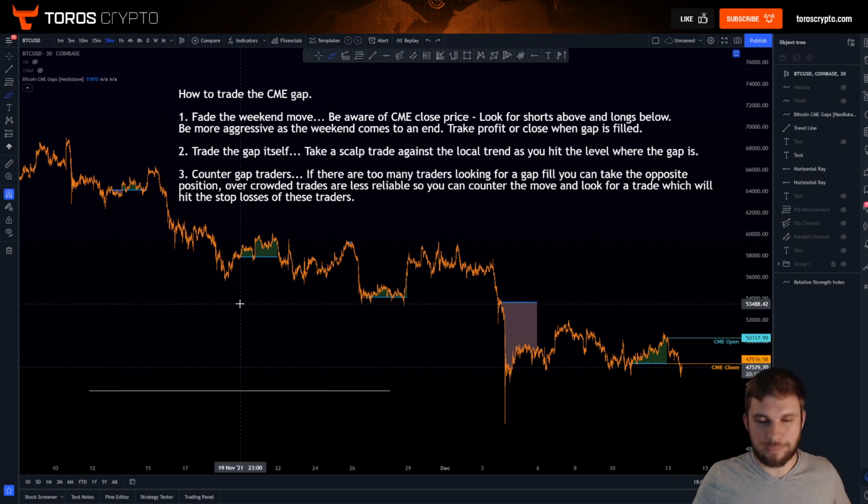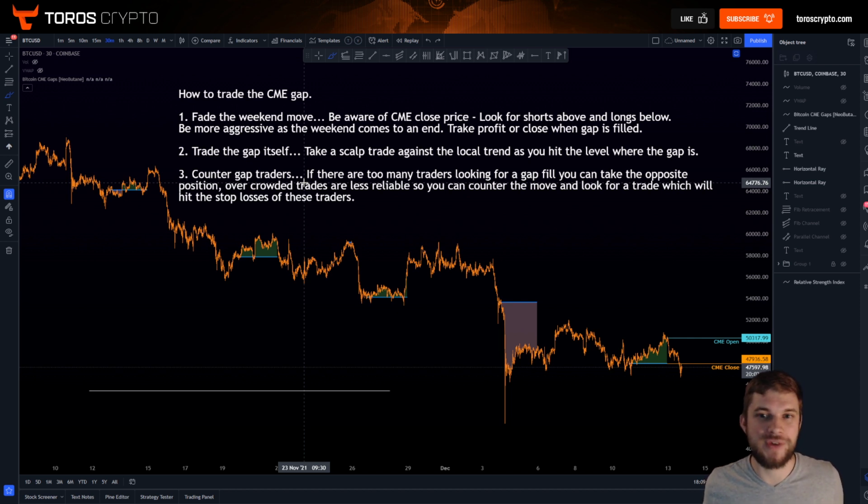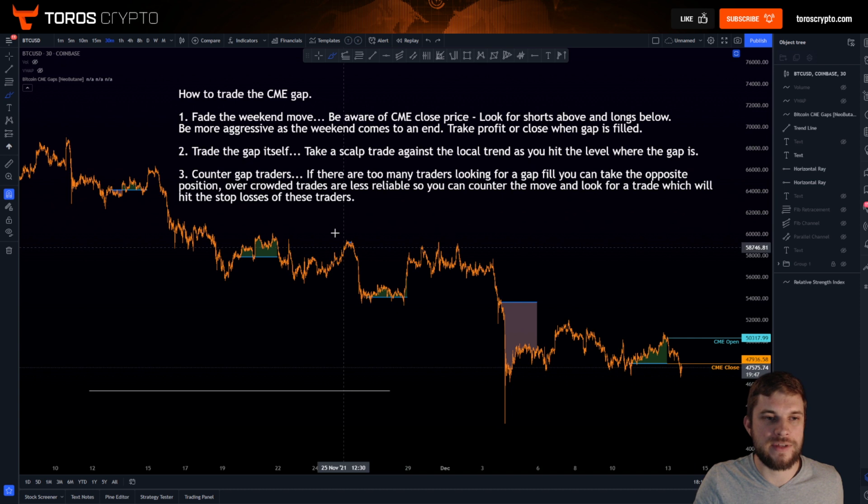The third is the most complex one, okay, and that is to counter the gap traders. So this is based off of the concept that basically if there are too many traders looking for a certain trade, it's not likely to work out that way, okay? So if there are too many traders looking for a gap fill, you can take the opposite position. Overcrowded trades are less reliable, so you can counter the move and look for a trade which will hit the stop losses of these traders.